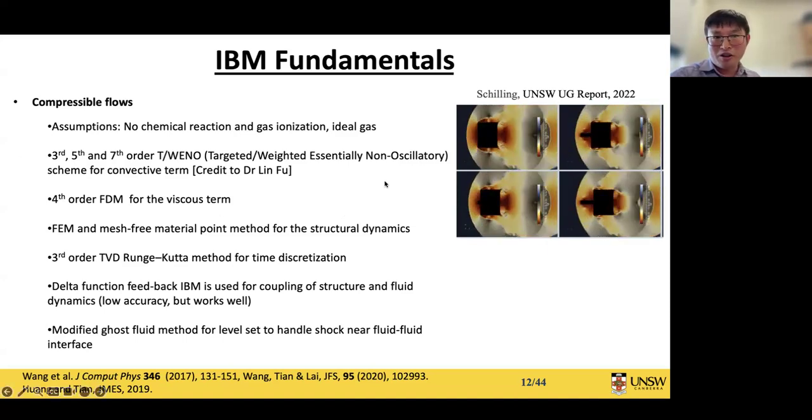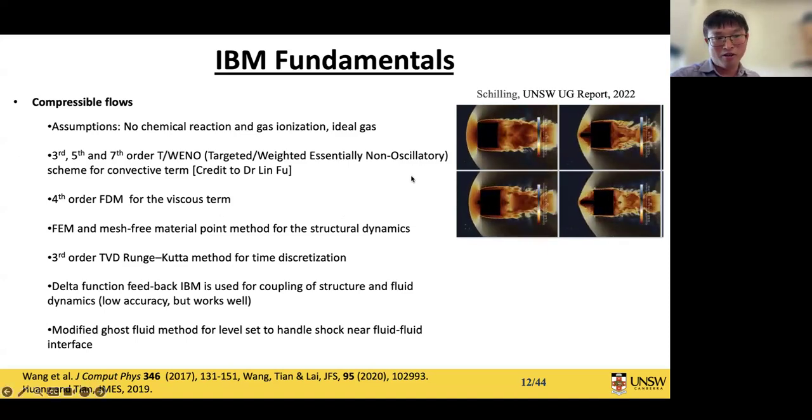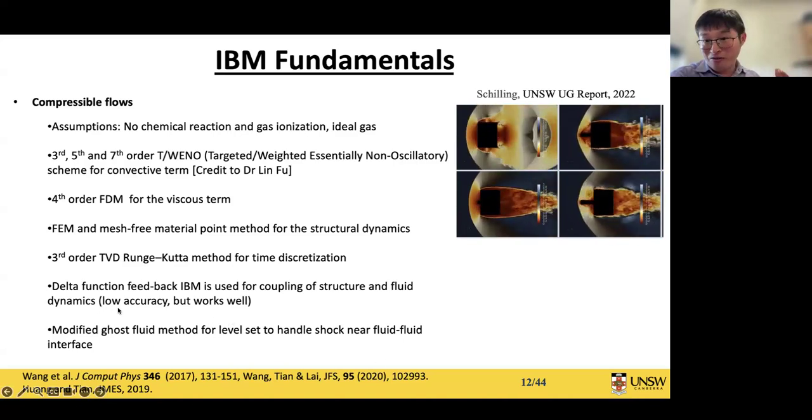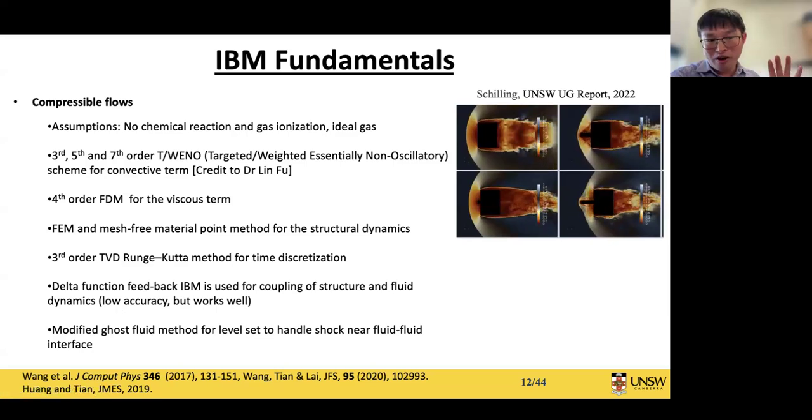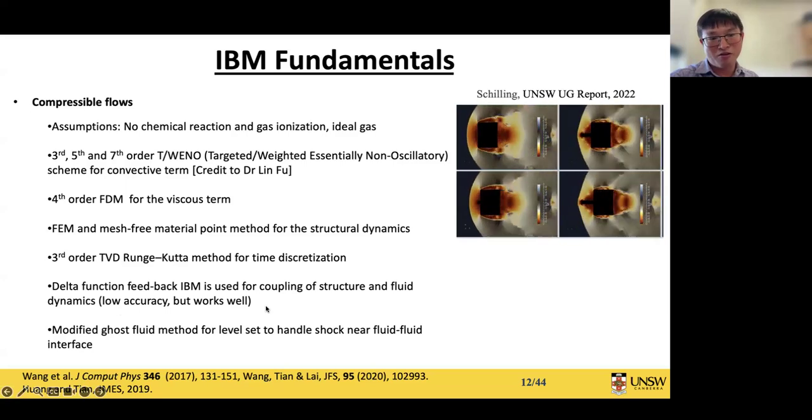Okay, so this is a compressible immersed boundary method, and we can see that delta function here, the accuracy is low, but it works well for lots of compressible flows. That's interesting.